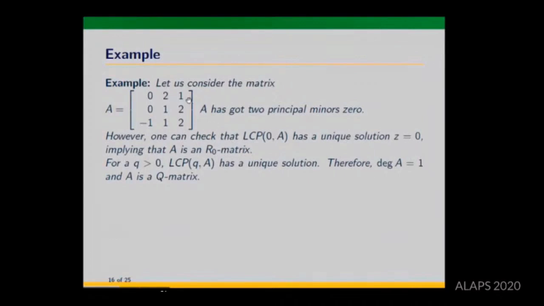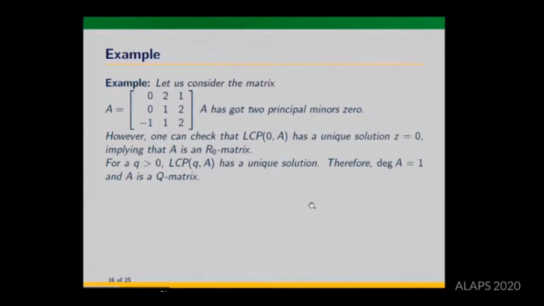So you can see here that LCP (0, A) has a unique solution, and so therefore A is an R0 matrix. And for a Q greater than 0, you will see that LCP (Q, A) has a unique solution. Okay. So therefore, degree of A is equal to 1 and A is a Q matrix.